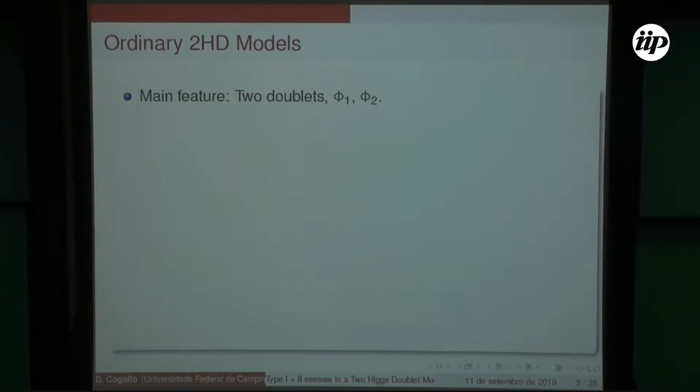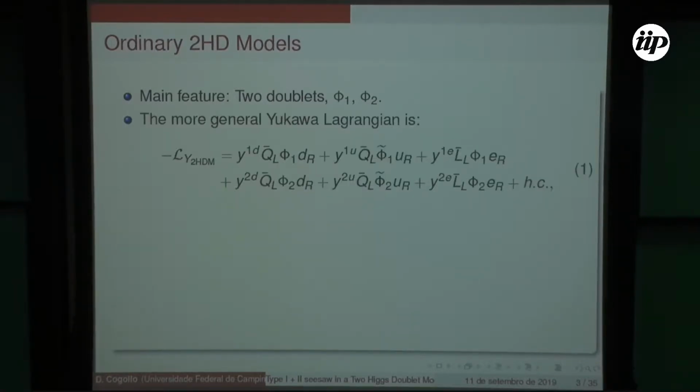Okay, let me say a few words about the ordinary two-Higgs doublet models. Of course, the main feature of ordinary two-Higgs doublet models is the existence of two doublets, one more than in the standard model case. And those doublets have the same quantum numbers under the standard symmetry. In this case, we can write this general Yukawa Lagrangian because the quantum numbers of the doublets are the same. Then this term is gauge invariant under the standard symmetry.